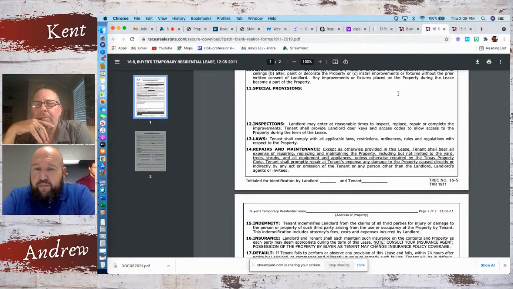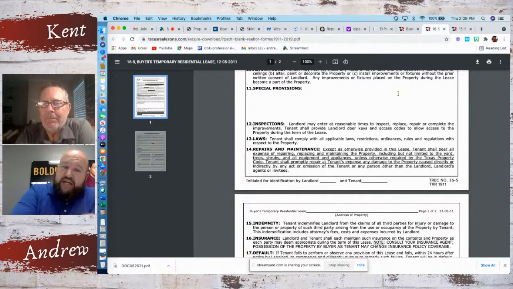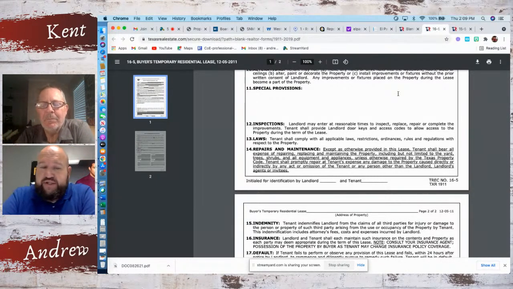Tenant shall promptly repair at tenant's expense any damage to the property caused directly or indirectly by any act or omission of the tenant or any person other than landlord, landlord's agents, or invitees. This is crazy, guys. So what you're saying is, because remember, possession occurs according to the terms of a temporary residential lease, which means the buyer has accepted the property and accepted possession of the property.